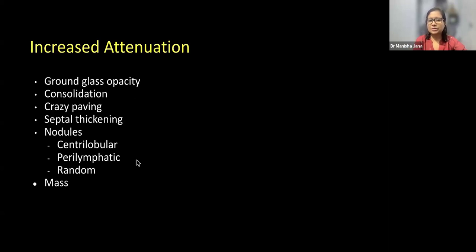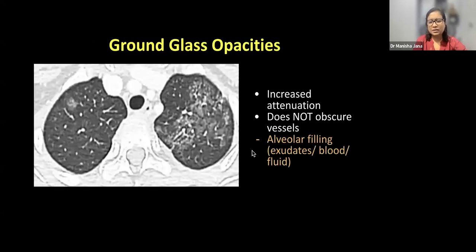So I'll be describing these terms one by one. What is a ground glass opacity? This is normal lung. We can see the vessels scattered, since these are axial scans, so they are usually cut in cross sections. Whenever there is increased attenuation, but that attenuation does not obscure the vessels, you can see the pulmonary arteries and veins coursing through that lesion. This is called ground glass opacity.